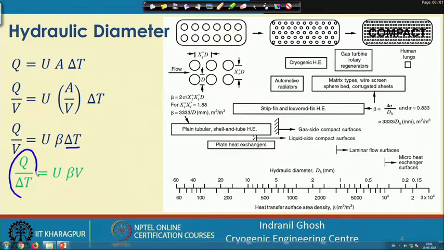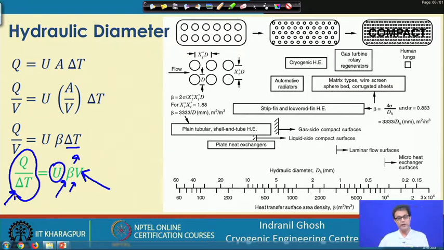Now, the heat load per unit delta T is basically a function of beta, V and also U. So, if we have a very high beta value, we can expect a small value of V. If Q by delta T is remaining constant, and U is fixed, and beta has a larger value, we can expect that a smaller volume will be able to give us the desired effect. So, that means the heat exchanger can be made compact.